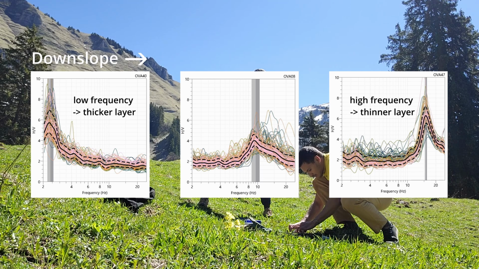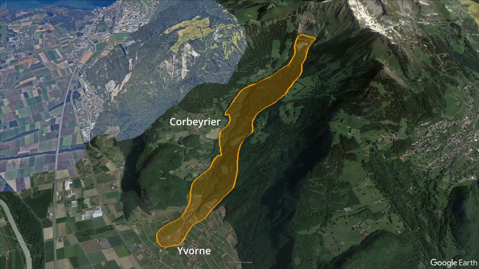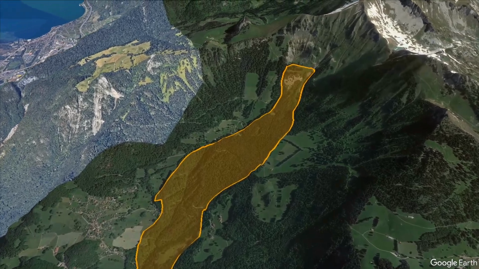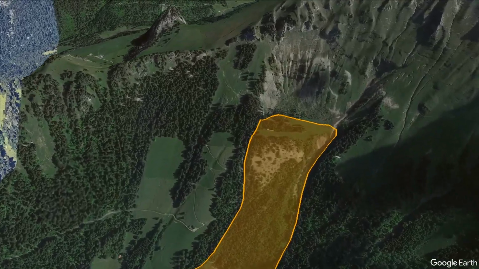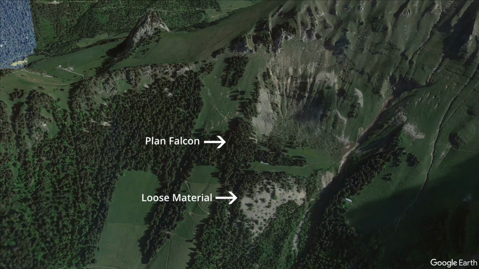And using these results not as a direct measure, but as an indicator of areas where the Ovi deposits are more susceptible to remobilization, so moving downslope again if there is an earthquake, we found that Plan Falcon and the slope of loose material just below were the most vulnerable areas.